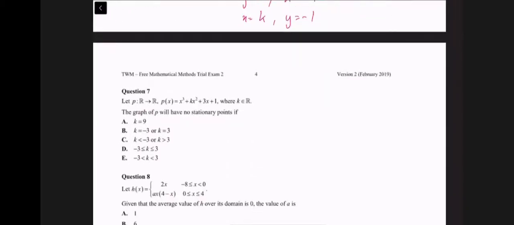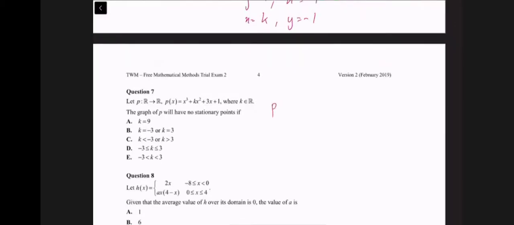So question 7, no stationary points. Once you differentiate p(x), you get p dash x equals 3x squared plus 2kx plus 3. The way you would approach this question is just as if you were trying to find the stationary points, not how many stationary points. And then you would see that it's a quadratic, not a graph, sorry, an equation. If we want no stationary points, you would just treat it as a quadratic that has no solution.